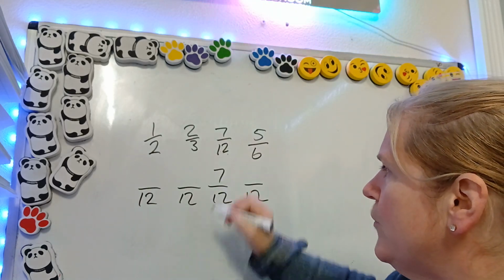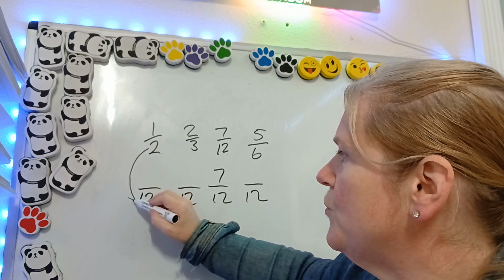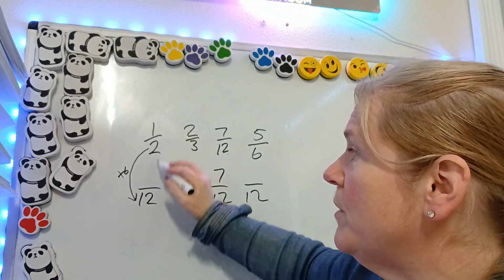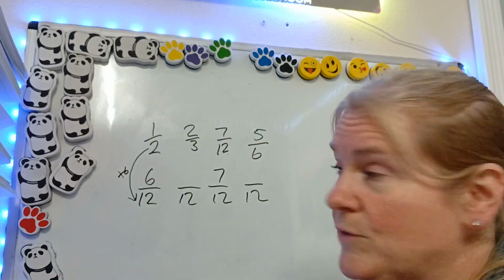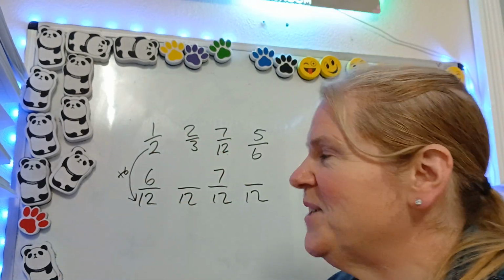Thankfully, that one's already done, so we've only really 3 to do. And how do you get from 2 to 12? You times it by 6. So that's what I do to my top number. 1 times 6 is 6. So 6/12. So we're changing it into an equivalent fraction. You see the links here?